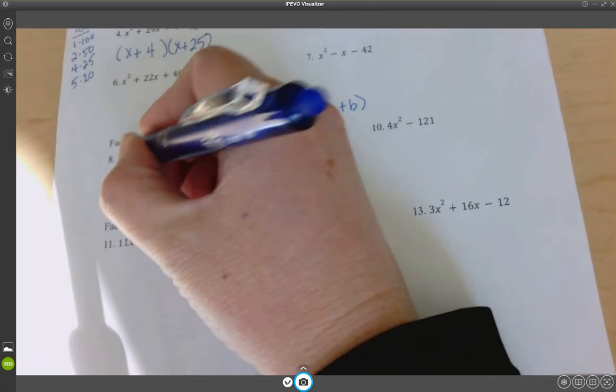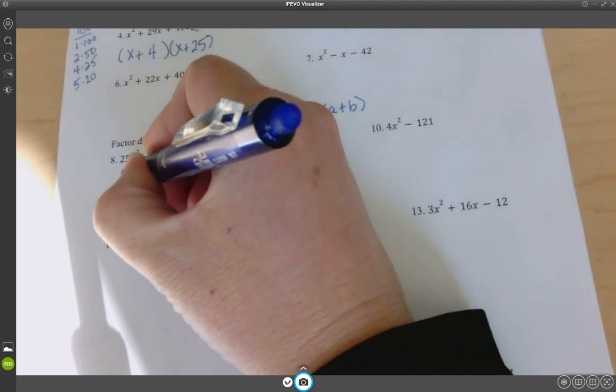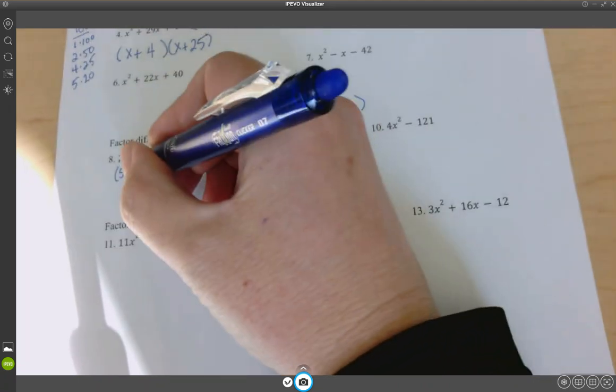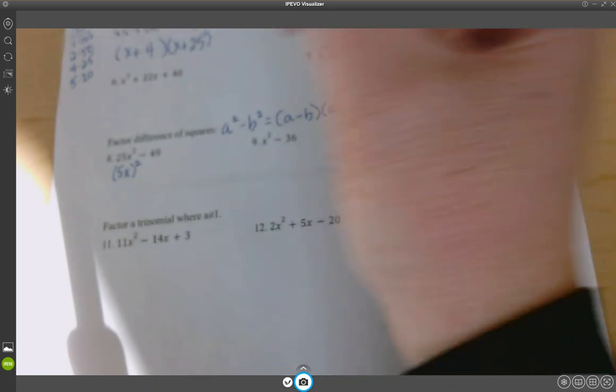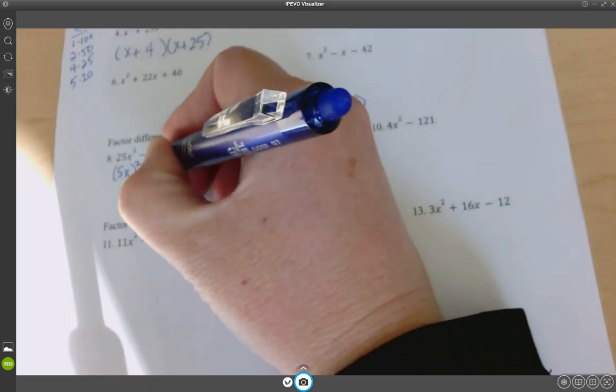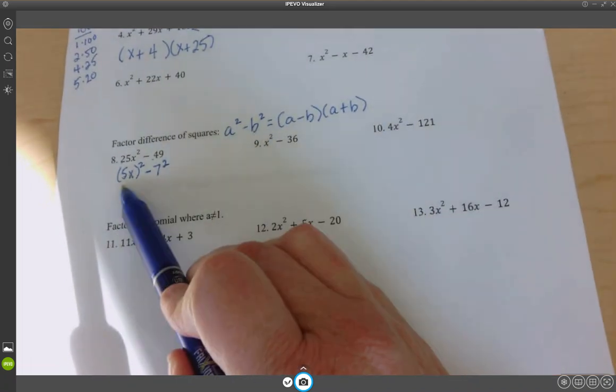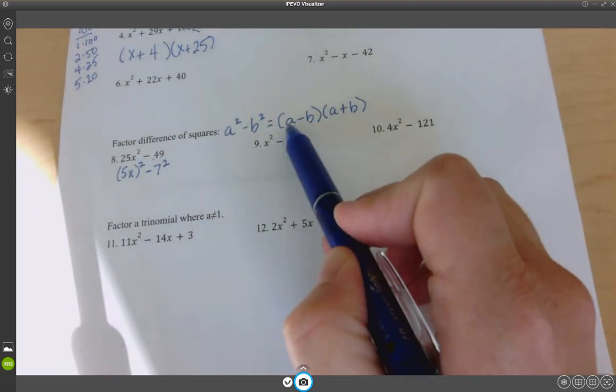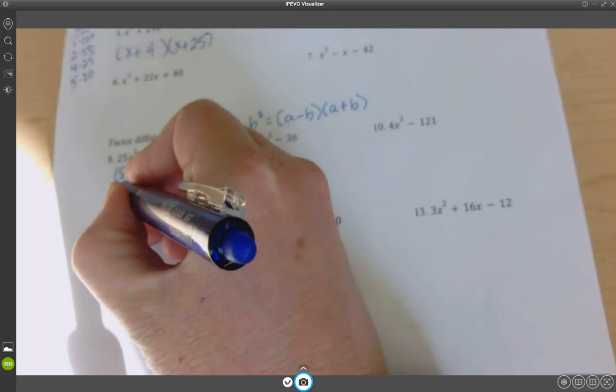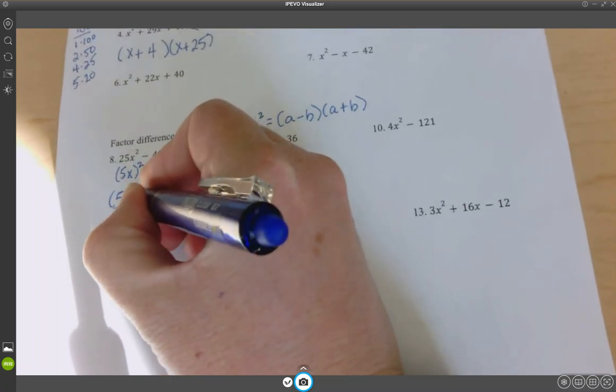So here, I want to rewrite this as squares. 25 is the square of 5, and x squared is the square of x. So if I square 5x, I get 25x squared. Minus 49 is the square of 7. So my a is 5x, and my b is 7. So it would be 5x minus 7 times 5x plus 7.